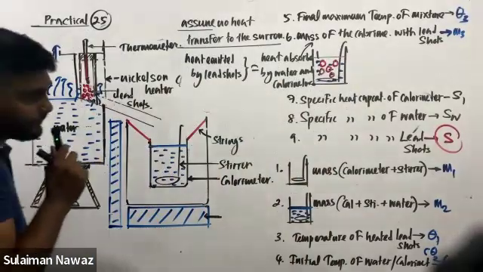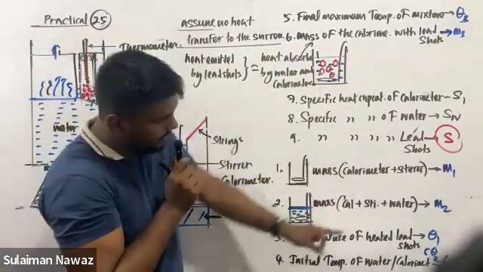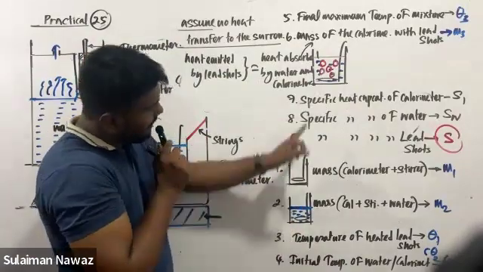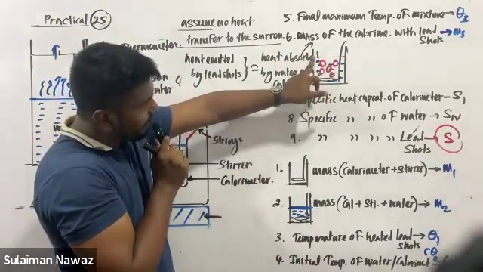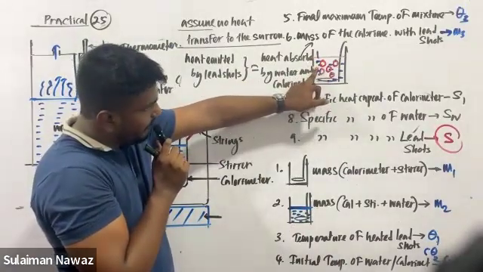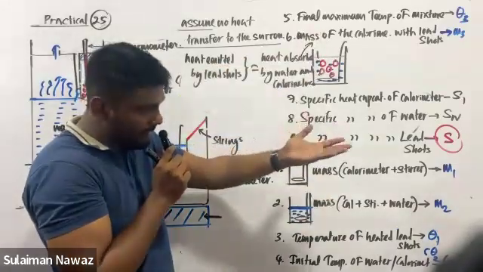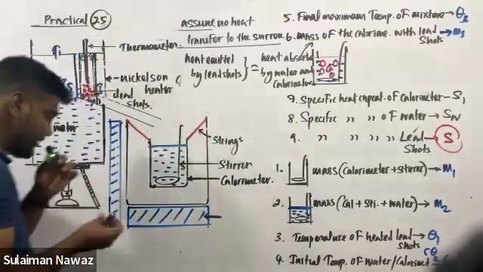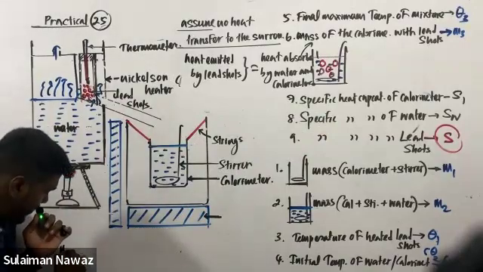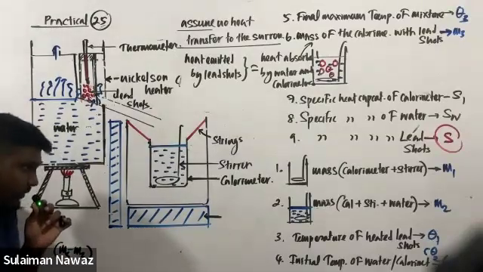So we can find the mass. M2 means mass of stirrer, calorimeter, water. M3 means mass of stirrer, calorimeter, water, lead shots. When you subtract M3 minus M2, that is the mass of the lead shots. So M3 minus M2, the mass of the lead shots, into M is delta theta, right?